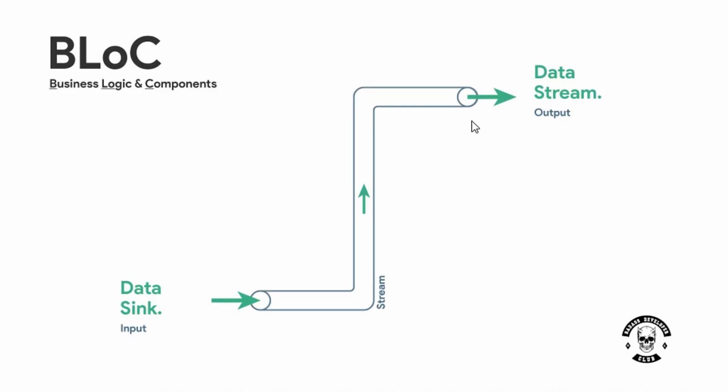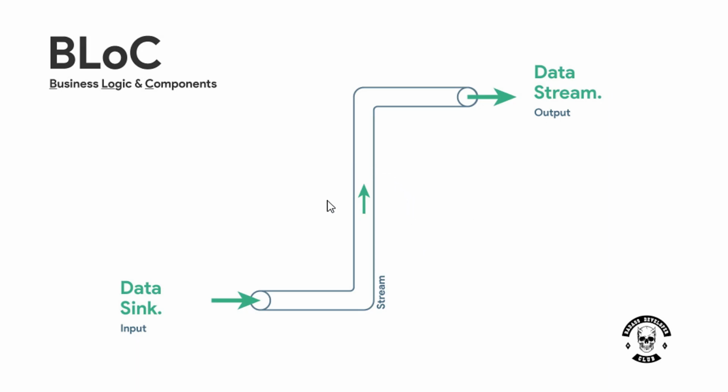How can we achieve the BLoC pattern? We can achieve the BLoC pattern by the use of a stream. What is a stream? Just look at this schematic diagram. A stream is nothing but just like a pipe. Data sinks, or inputs, from one end of the stream or pipe, and it goes all the way through and comes out from the other side. So the data input is called data sink and the data output is called data stream.